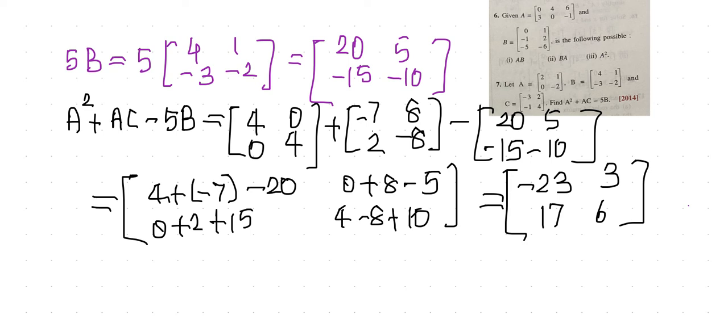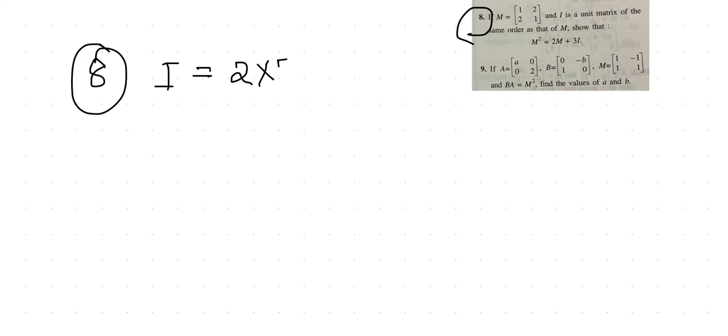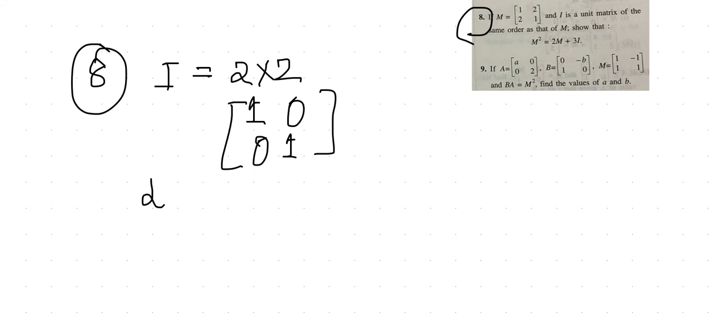Now we'll be moving to question number 8, children. So question number 8 has been given. This is just a showing type question, children, so you can take this as homework. I'll be telling you how to do it. The I is a unit matrix of the same order, means the matrix has the order 2 into 2. So clearly you will be taking here 1, 0, 0 and 1. And then you have to calculate. You will be writing like this.